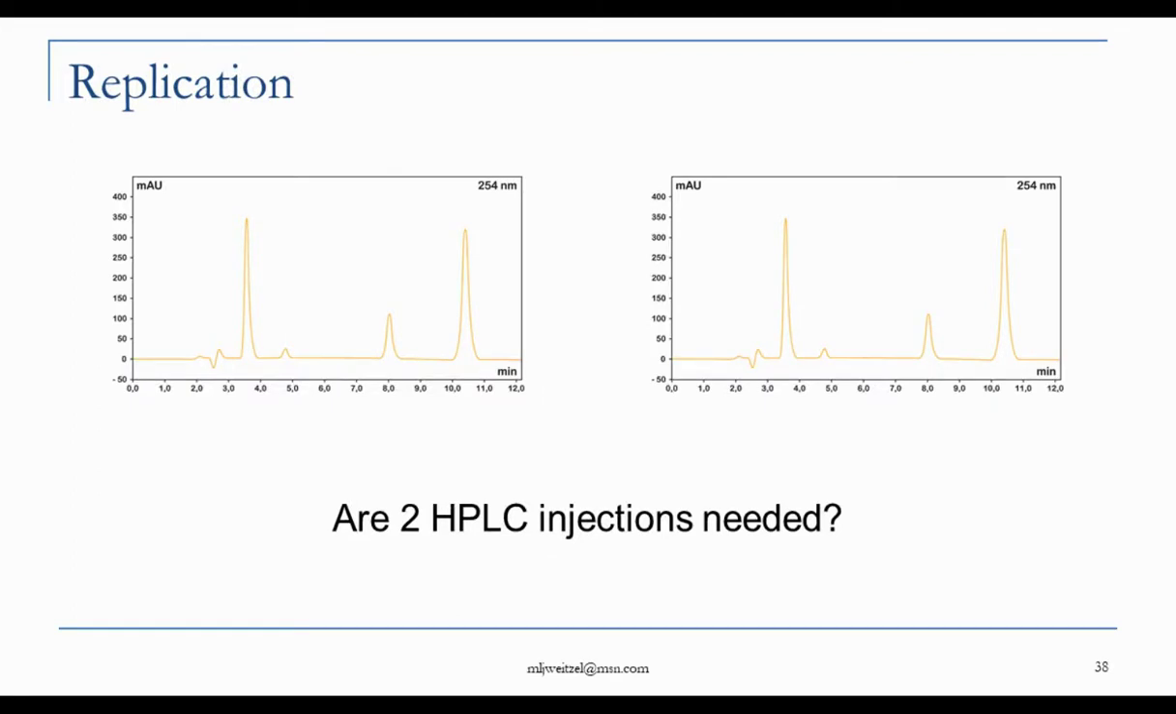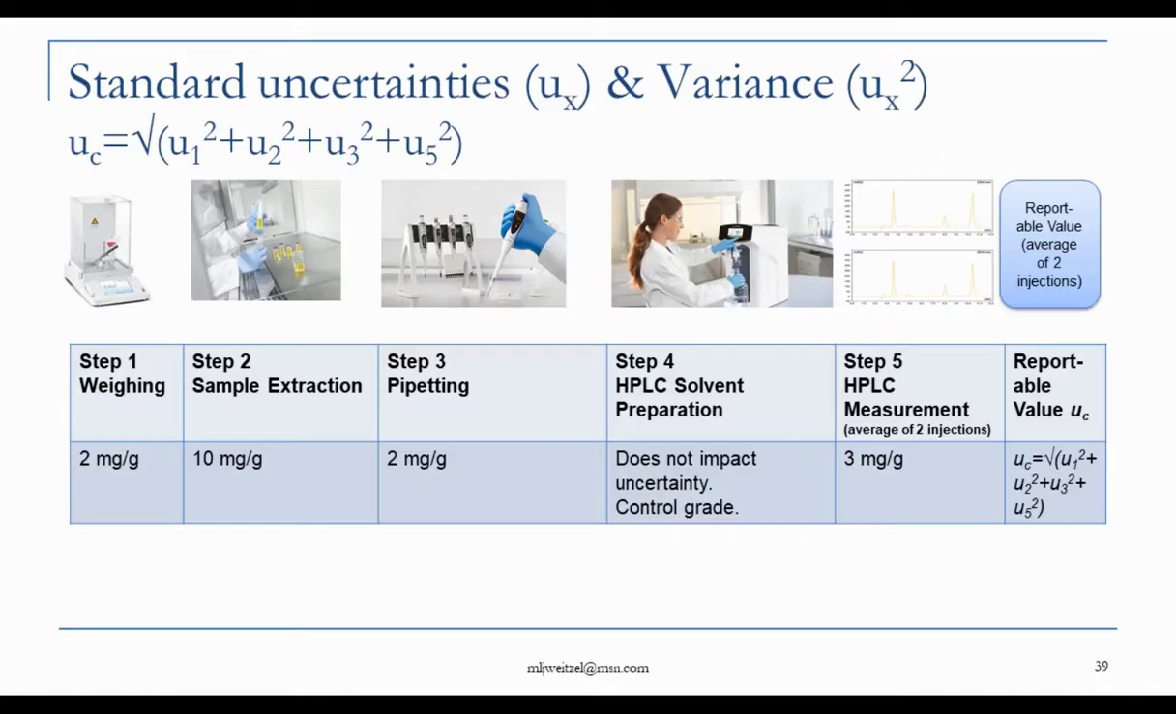And finally, let's talk about replication. The control strategy paper has a whole appendix on replication. It's an important aspect. Remember that in our method, we're taking 2 readings. There are 2 chromatograms there in step 5, and the uncertainty of that, the average of the 2, is 3 milligrams per gram.